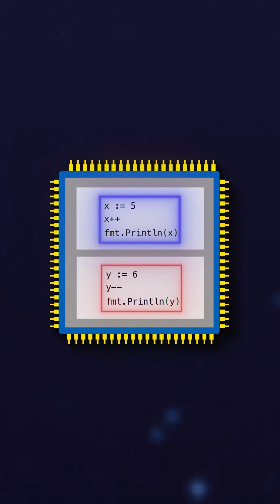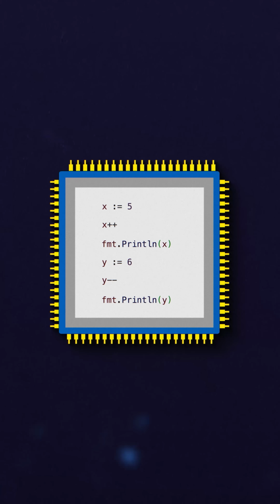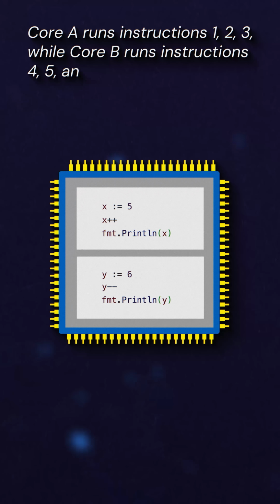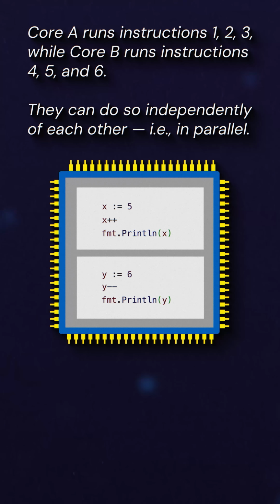Now, sure, if we ran both blocks on a single core, it might take 6 CPU cycles. Again, I'm waving my hands here. But if we split the two blocks and run them on 2 different cores, then each core can work in parallel, or at the same time, and the whole program finishes in roughly half the time, 3 cycles. So when we're dealing with compute-intensive logic, we usually want to structure our code so that big sections of it can run in parallel to take advantage of all the cores that are available on the machine.